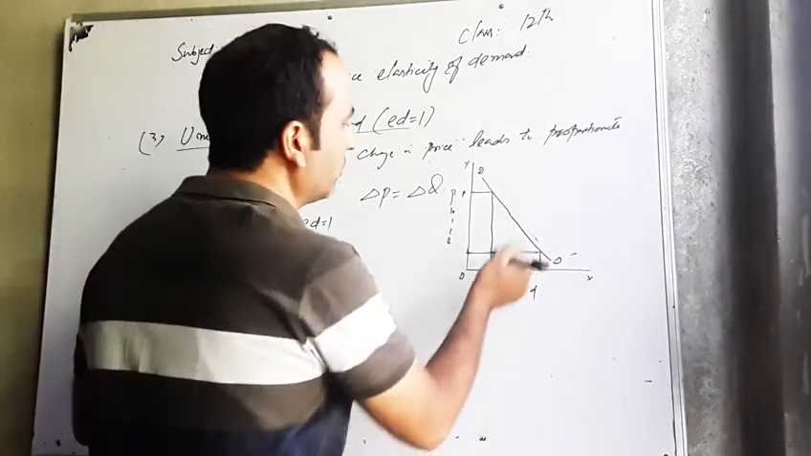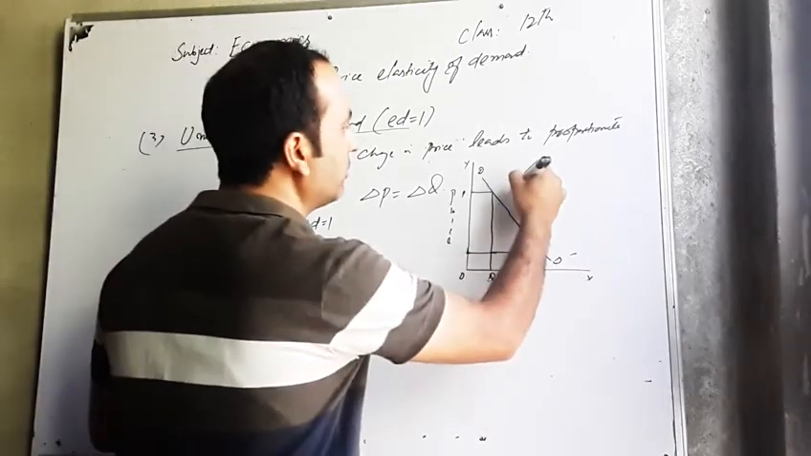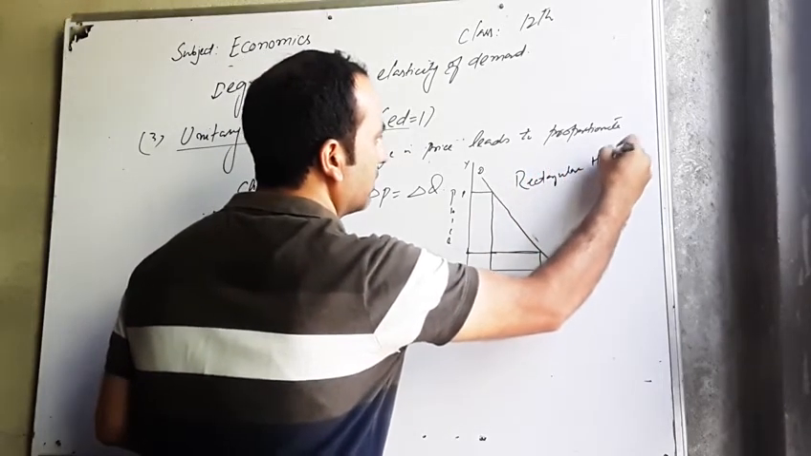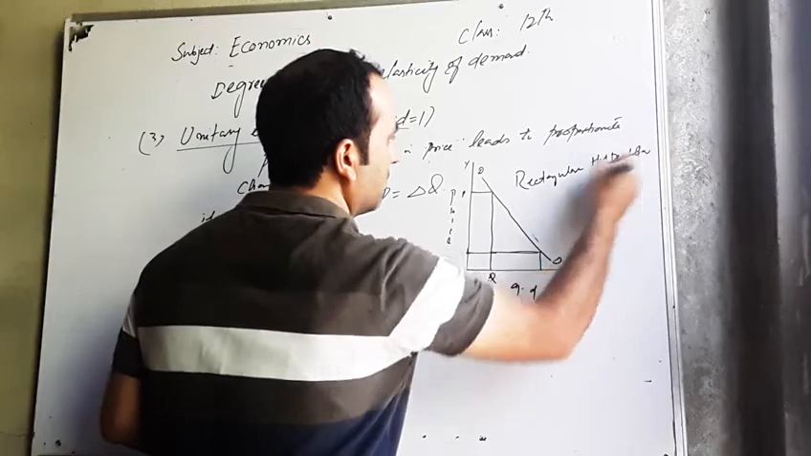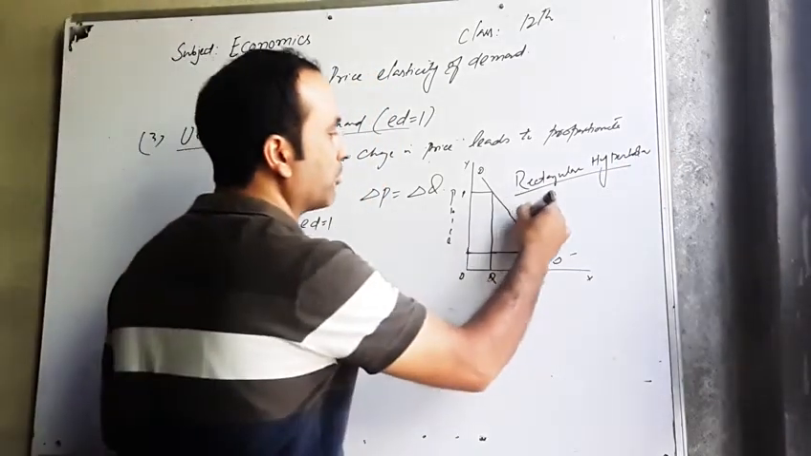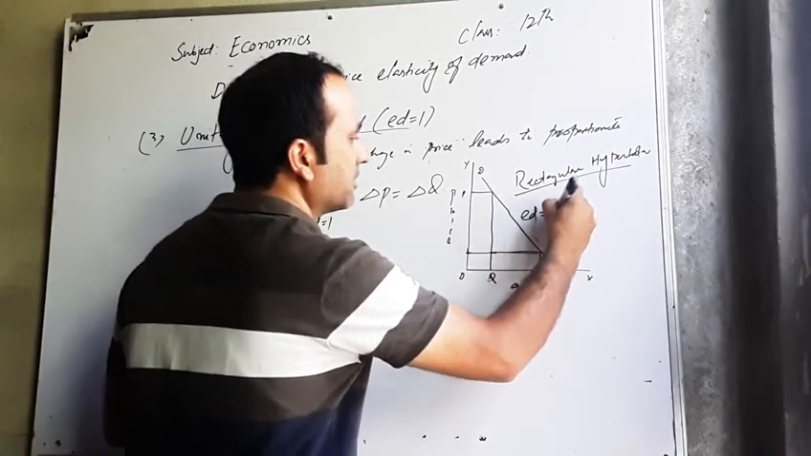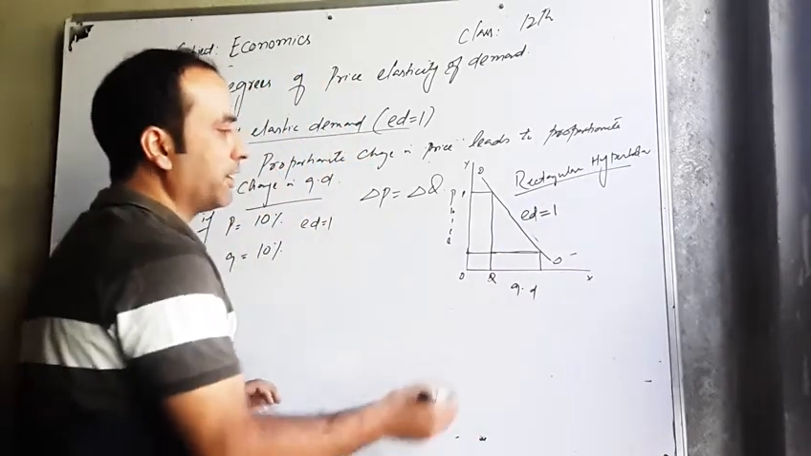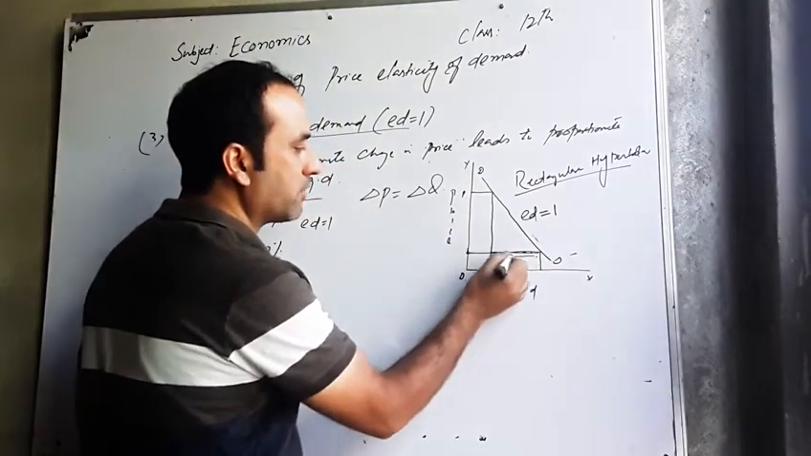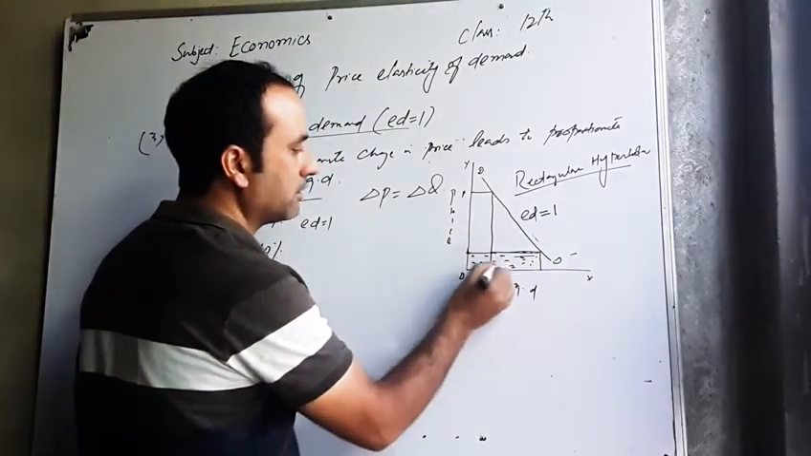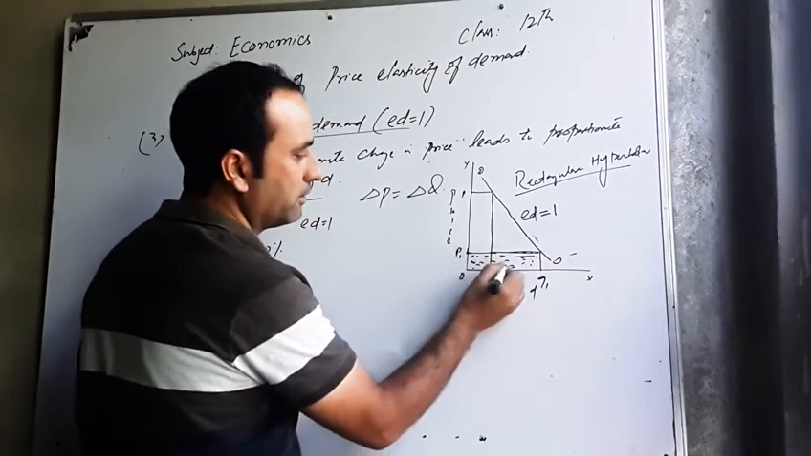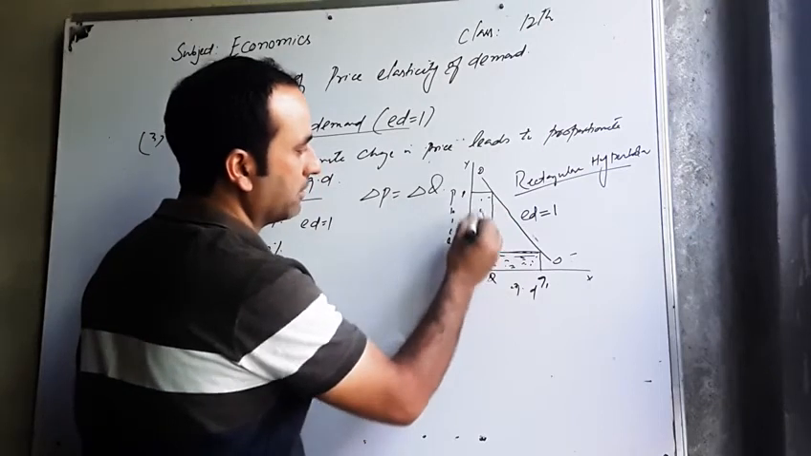So here, if you look at the demand curve, its shape becomes a rectangular hyperbola. So when the demand curve becomes a rectangular hyperbola, we can say that elasticity of demand is equal to 1. Rectangular hyperbola here can be explained like another demand curve, the two rectangles. This is one rectangle first. This is rectangle 1 and this is the second rectangle.